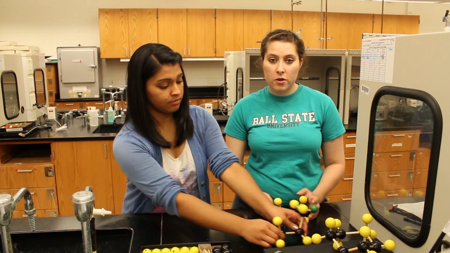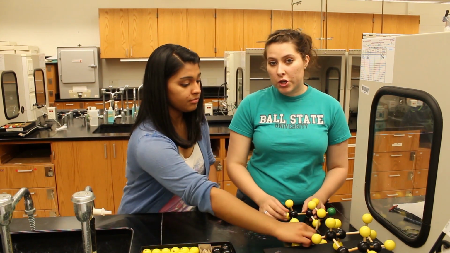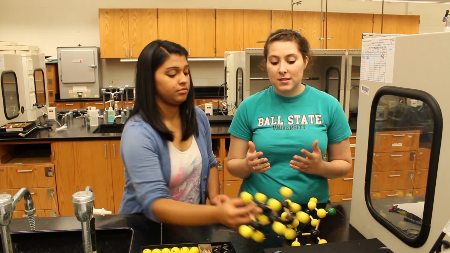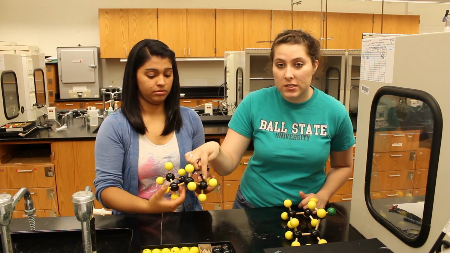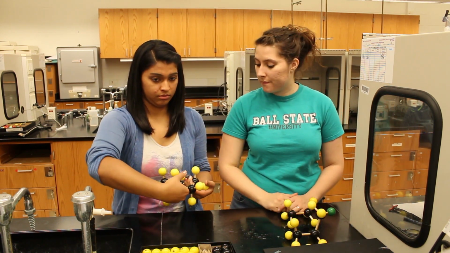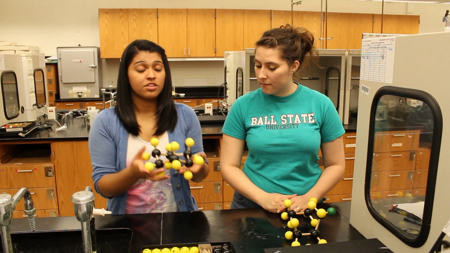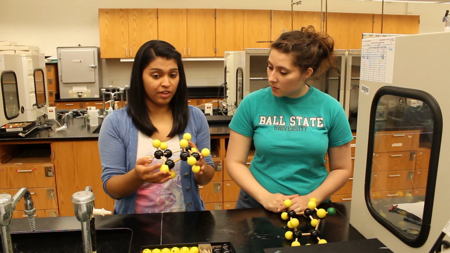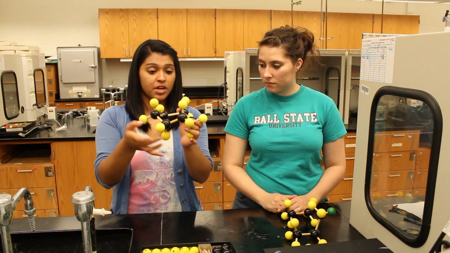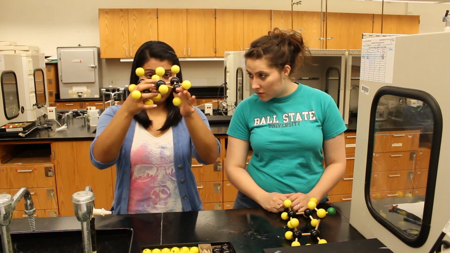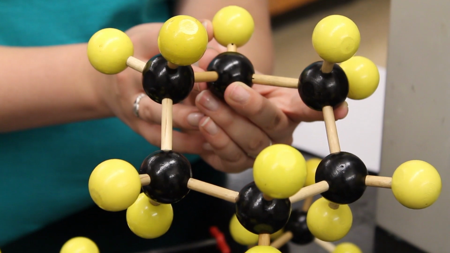Now for this next part, you're going to make a 6-chain carbon atom, and you want it to be cyclic, so you'll connect the first carbon to the 6th carbon. The 6-member ring should not be flat. It should look like this, with 3 hydrogens facing up and 3 of them facing down.